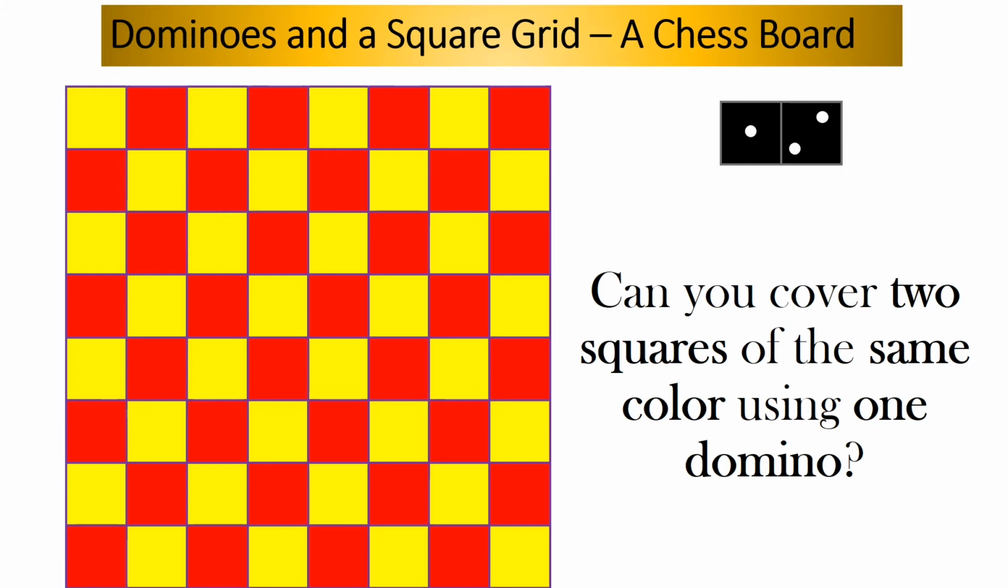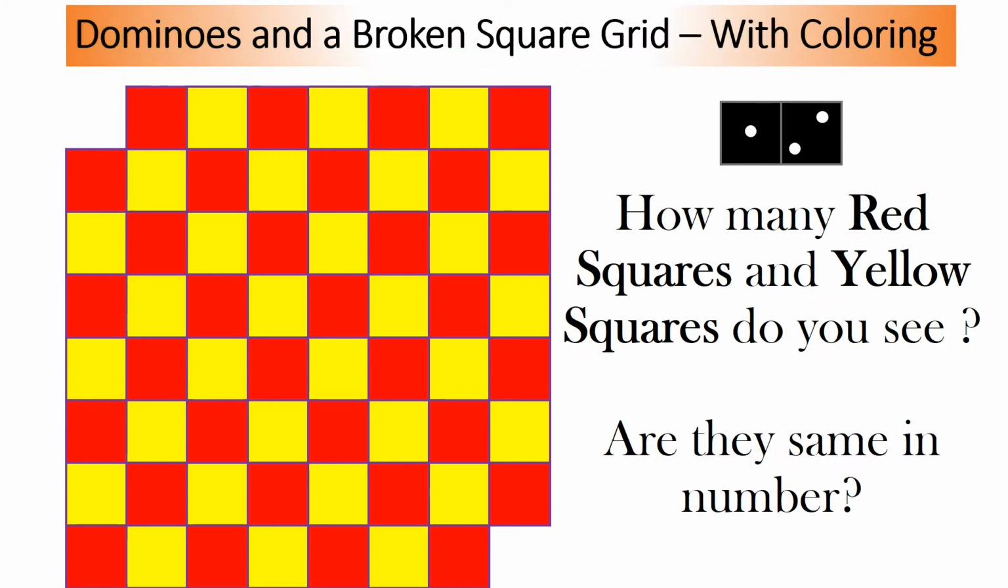Now let's look at the broken square grid. Here we have used the same coloring, but let's count the number of red squares and the yellow squares. Do you think they are equal in number?